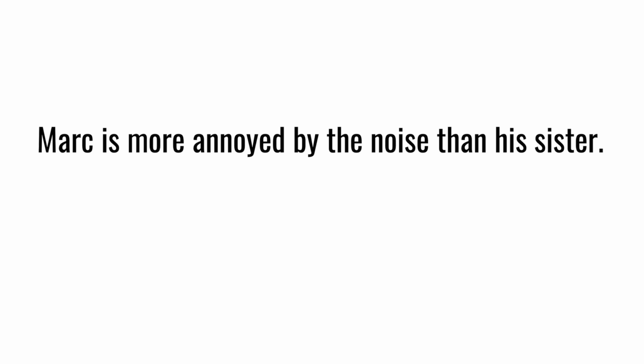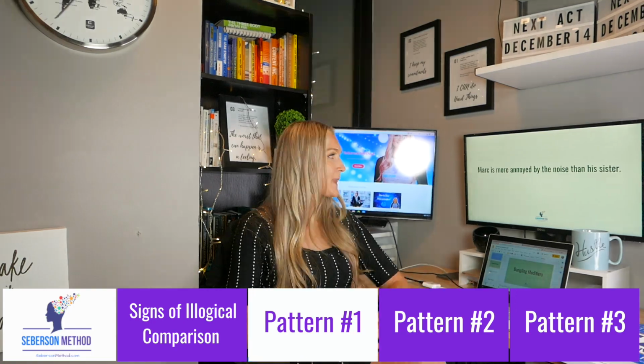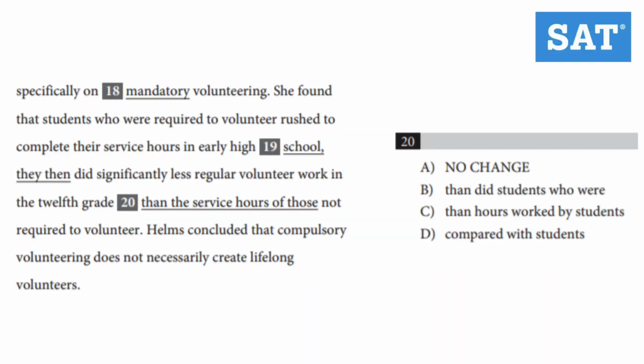So how can we fix this sentence? We only need two letters. Mark is more annoyed by the noise than his sister is. We don't have to repeat annoyed by the noise. We can just say his sister is. Now I'm going to show you how the SAT is testing you on this concept. Take a look at this problem, pause the video, and come back to me.